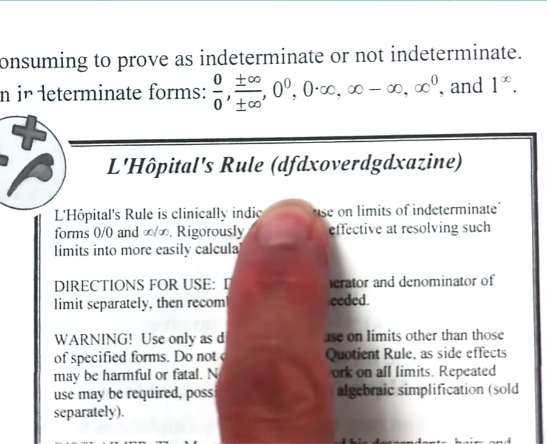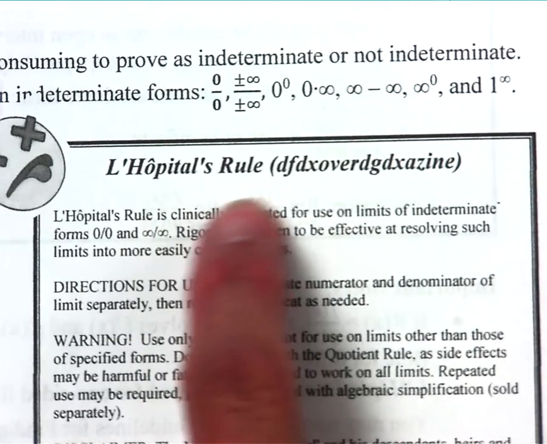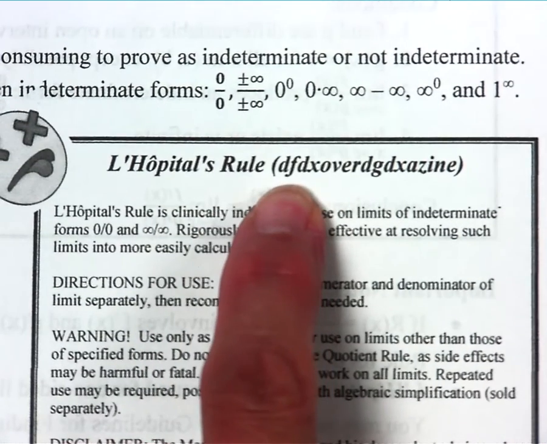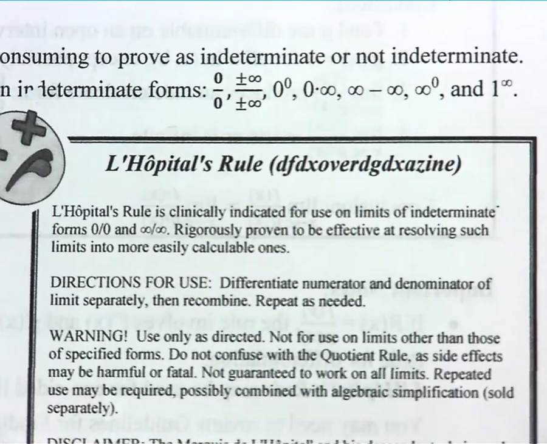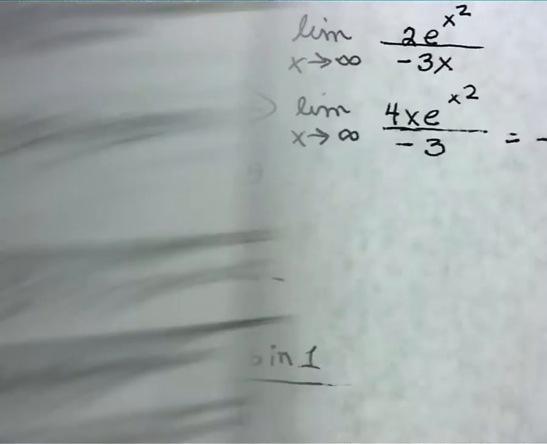The medical term for L'Hopital's rule, df dx over dg dx, is e, because all drugs end in azine. It is fun.